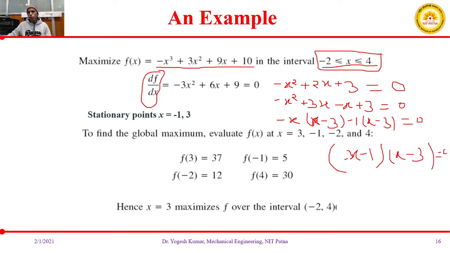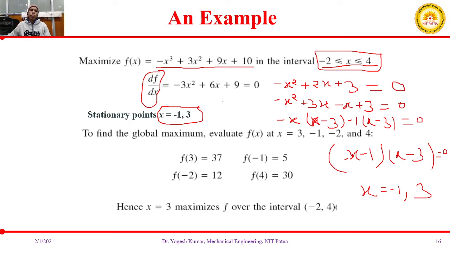So what will be the value of x? There will be two values, x equal to minus 1 and x equal to 3. So we have got the stationary points: the stationary points will be at minus 1 and 3.